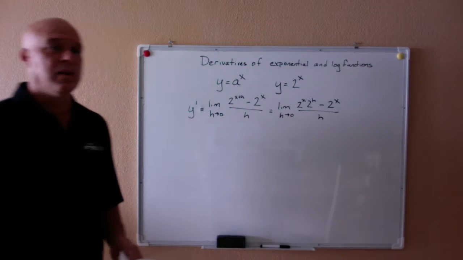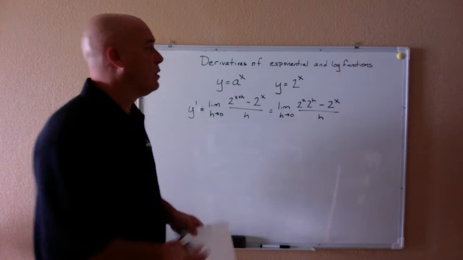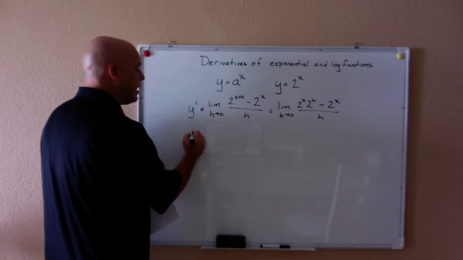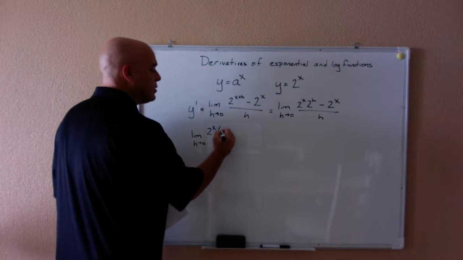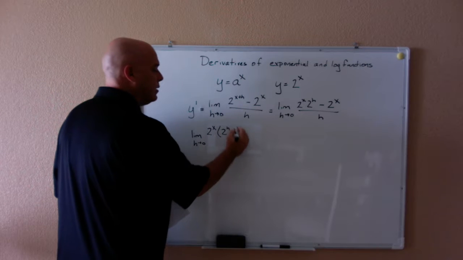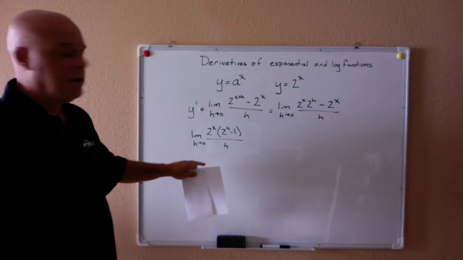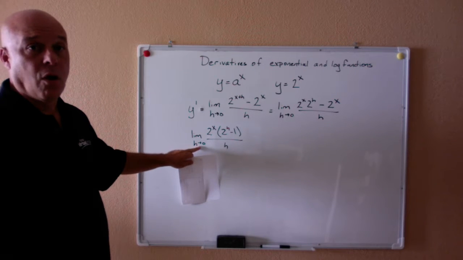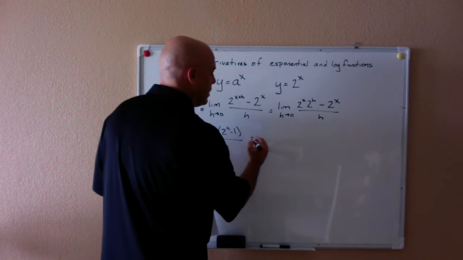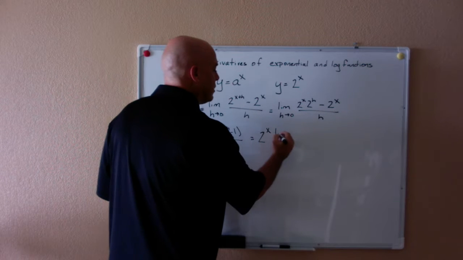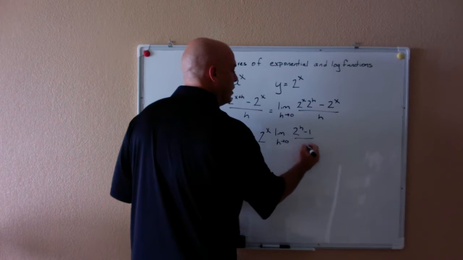What that's going to allow me to do is, now in this numerator, both of these terms have a 2 to the x. So I'm going to factor that out. And when I do that, I'm going to get the limit as h approaches 0 of 2 to the x times 2 to the h minus 1, all divided by h. And notice here that now that I've got this 2 to the x out front, the 2 to the x is not being affected by this limit at all. There's no h involved there. So I'm going to slide it out to the front. So this is going to be equal to 2 to the x times the limit as h goes to 0 of 2 to the h minus 1, all divided by h.